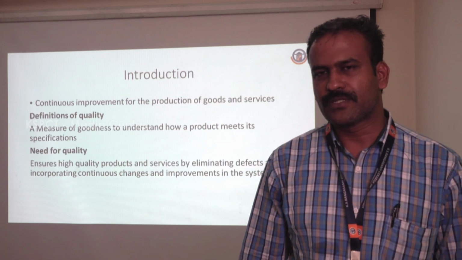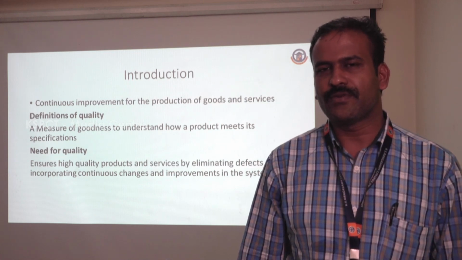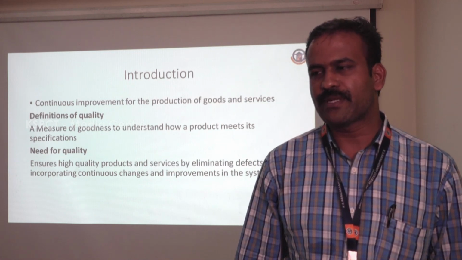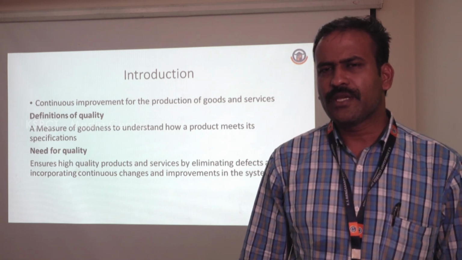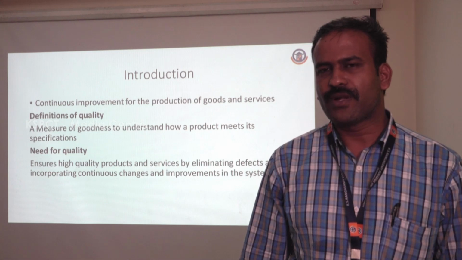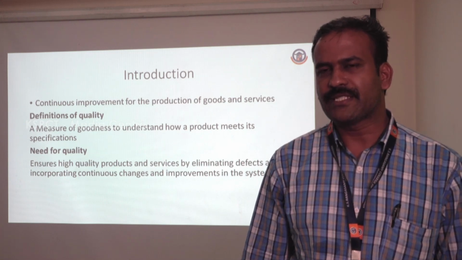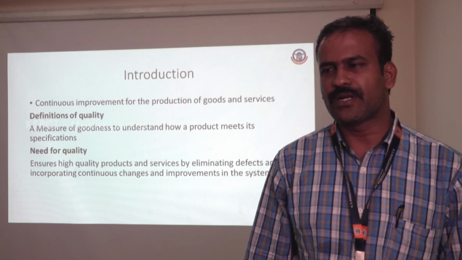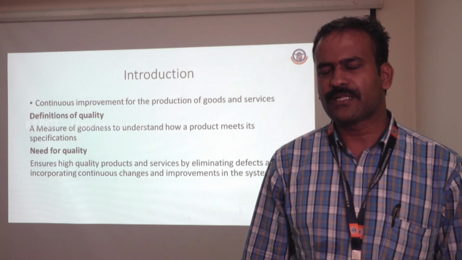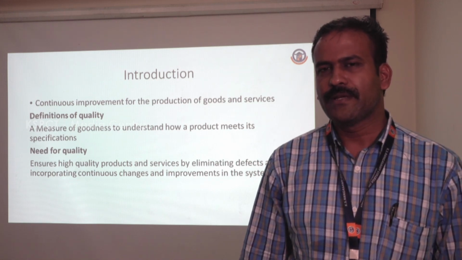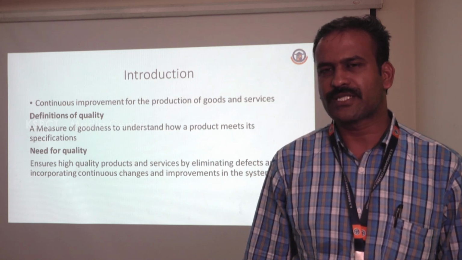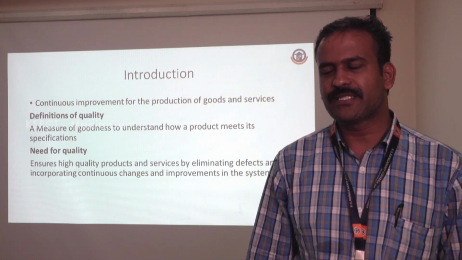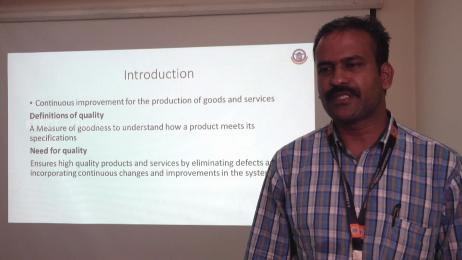The next one is the introduction to quality. So what is meant by quality? The continuous improvement for the production of goods and services. So keep on improving the quality of the products, then only will we satisfy the customer. So we go for this quality. Then definitions of quality. There are so many definitions of quality, but today we discuss this definition: a measure of goodness to understand how a product meets its specifications. That is the definition of quality.